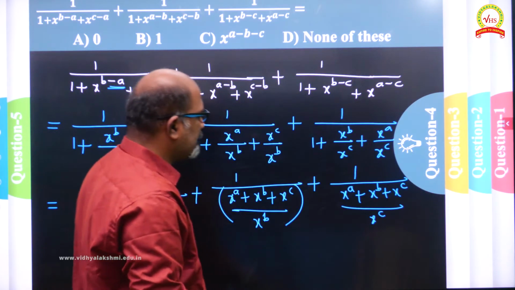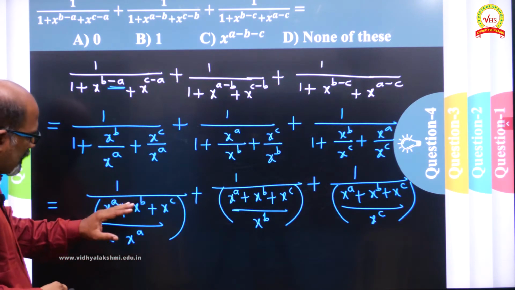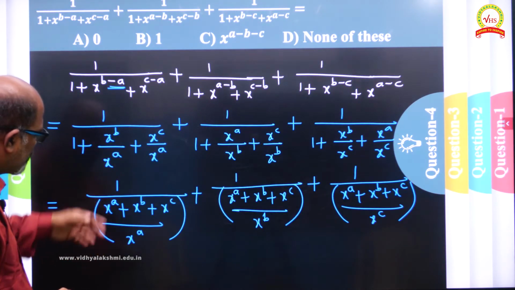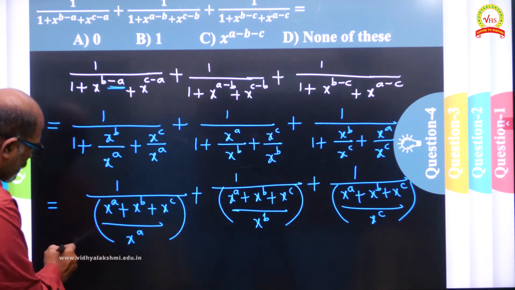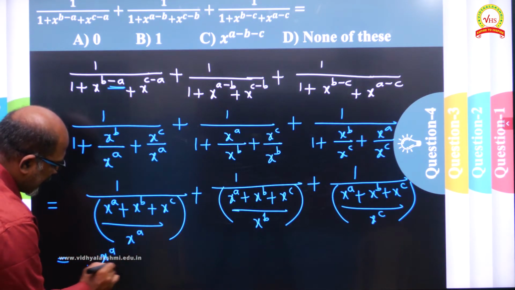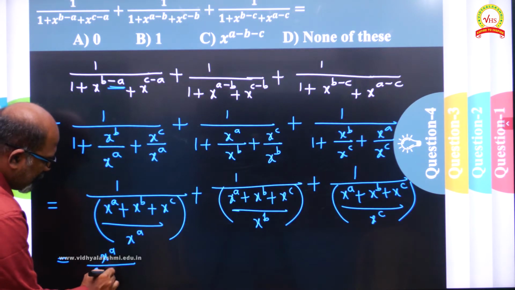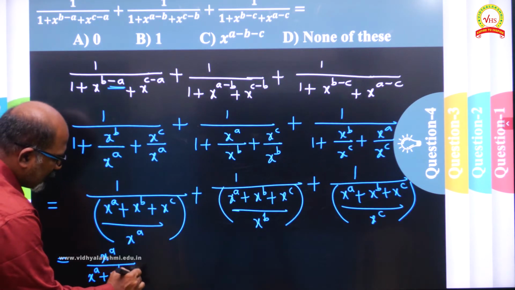So plus x power c. This is the third part. Now I will be making the reciprocal. When I make the reciprocal, what will I be getting? I will be getting x to the power of a in the numerator, and in the denominator x to the power of a plus x to the power of b plus x to the power of c.